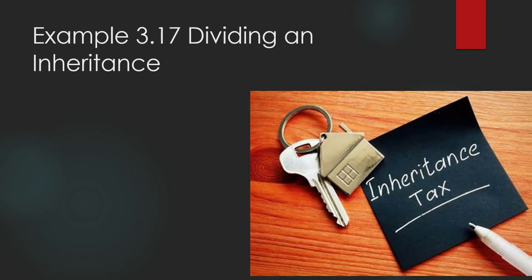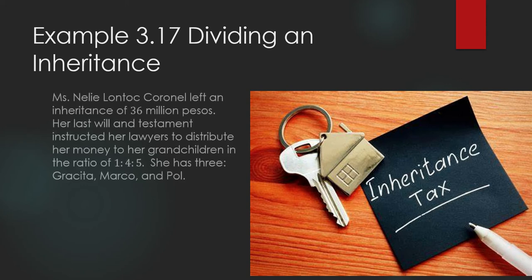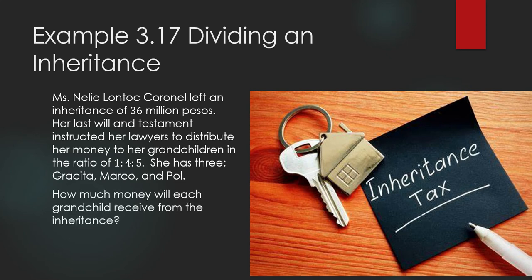Example 3.17, dividing an inheritance. Miss Nelly Lonto Coronel left an inheritance of 36 million pesos. Her last will and testament instructed her lawyers to distribute her money to her grandchildren in the ratio of 1:4:5. She has 3 grandchildren: Gracita, Marco, and Paul. How much money will each grandchild receive from the inheritance? So this is a problem that requires partitive proportion.